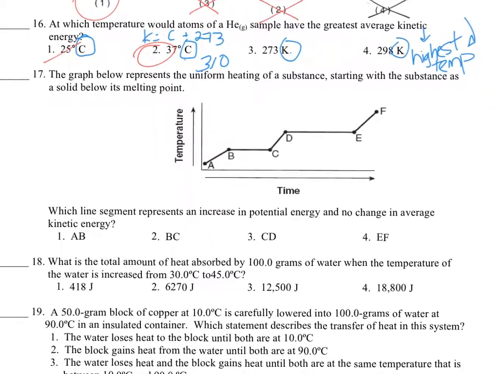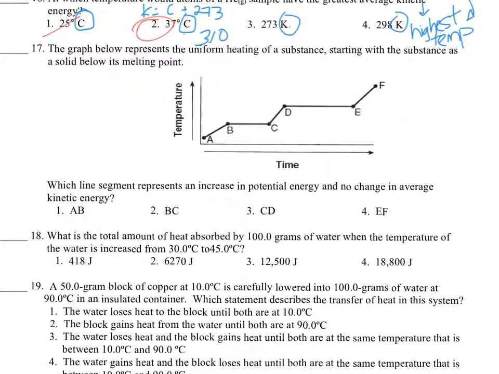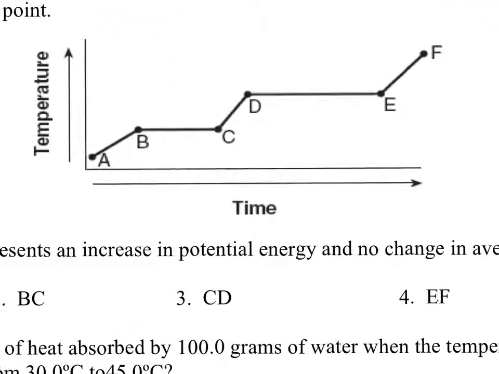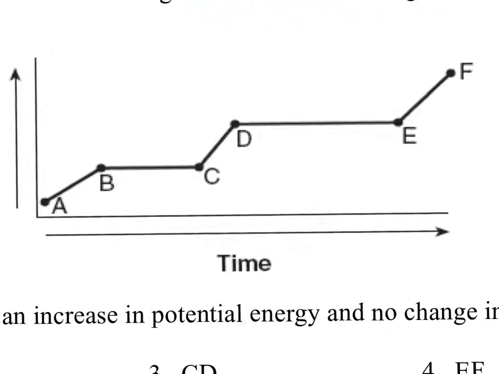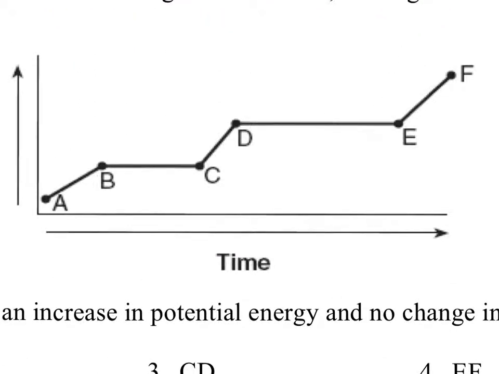All right. 17. The graph below represents the uniform heating of a substance, starting with the substance as a solid below its melting point. Which line segment represents an increase in potential energy and no change in average kinetic energy? All right, I'm going to label this guy with everything that you need to know about phase change diagrams. So we are going to zoom in on this guy, and we are going to label the heck out of it. So first of all, we're going to do our phases of matter. This is where it is only solid, only liquid, only gas.